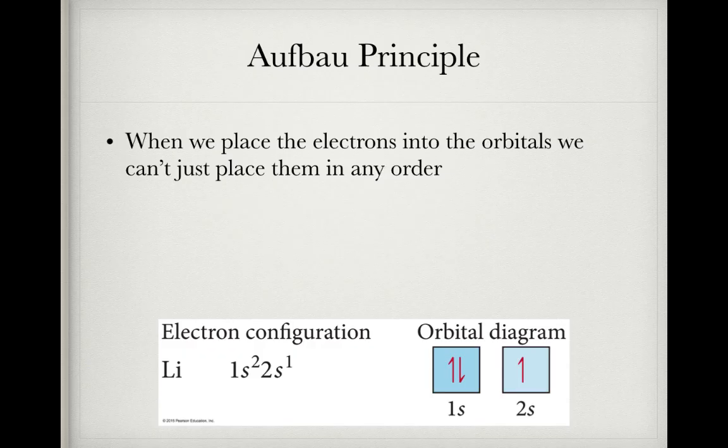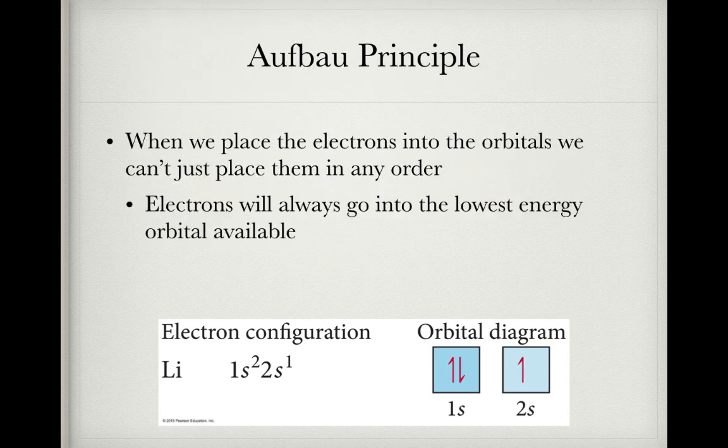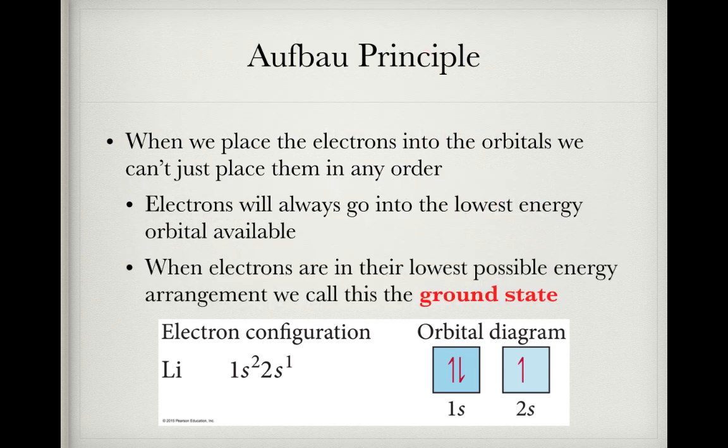What the Aufbau principle is really looking at is the building up of the electrons in the orbitals in an atom. Essentially, when we're putting our electrons into the orbitals of an atom, we can't just put them in any order, and we can't put any number of electrons that we want into a particular orbital. Electrons will always go into the lowest energy orbital available, and each orbital can only hold a certain number of electrons. It's something we always have to keep in mind when adding electrons into an atom.